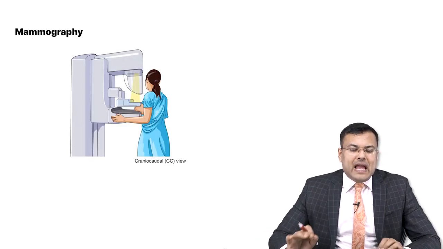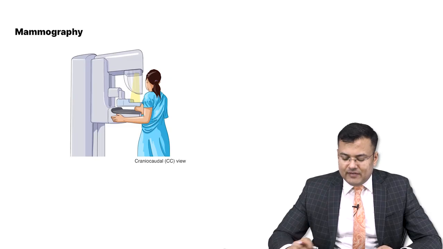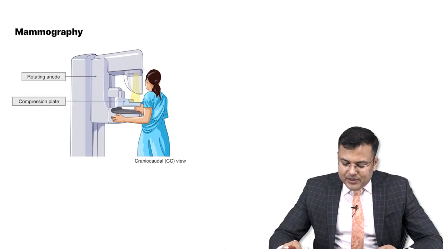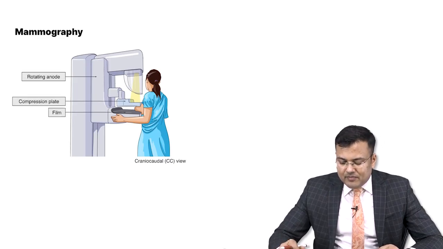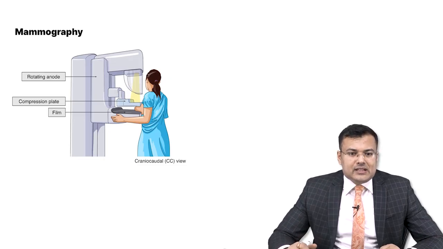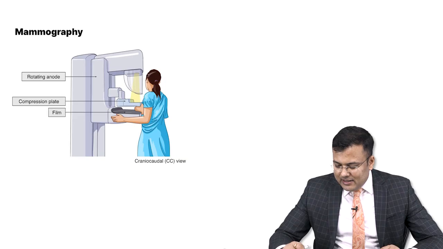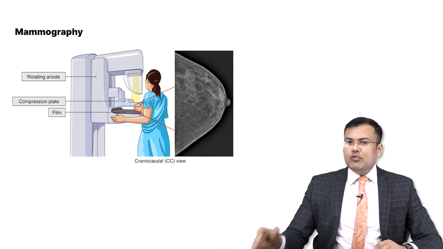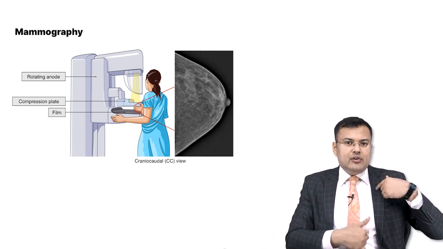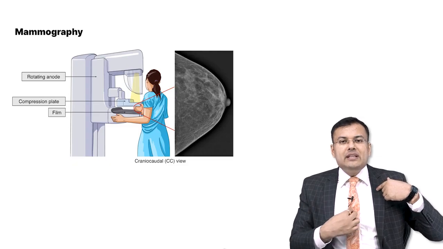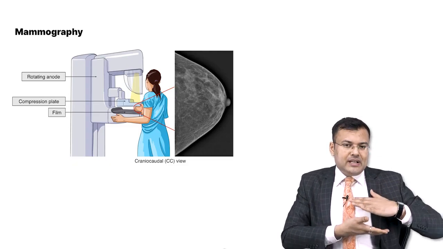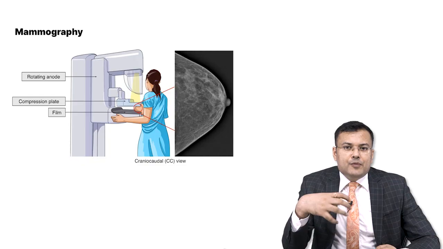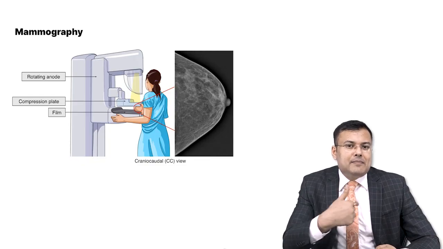See the mammography apparatus and how we are going to perform mammography. In this image, you can see the rotating anode, the compression plate, and the film. The breast is placed between the compression plate and the film. What is the name of this view? This is the craniocaudal view. In it, you assess the medial aspect of the breast, and the compression plate compresses the breast.